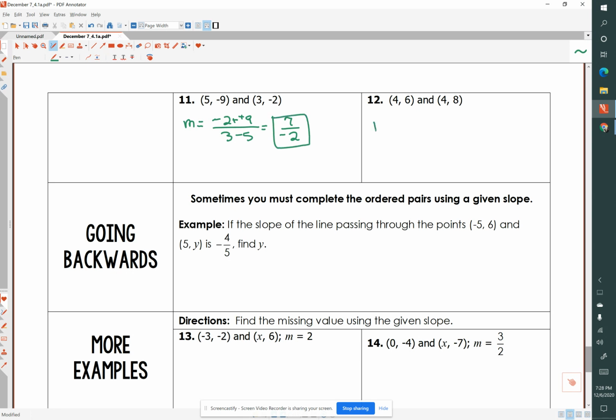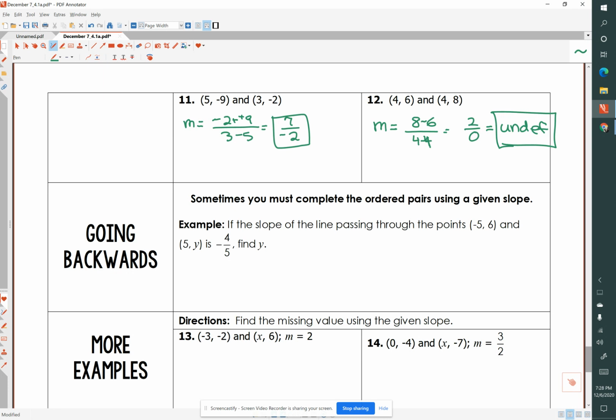And number 12, slope equals 8 minus 6 over 4 minus 4, which equals 2 over 0, which gives us an undefined slope. That is a vertical line.